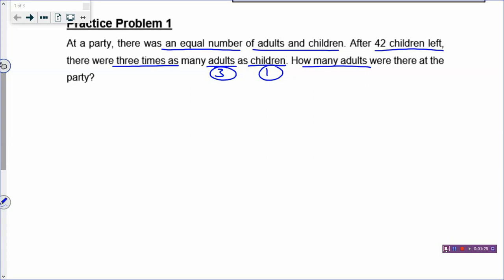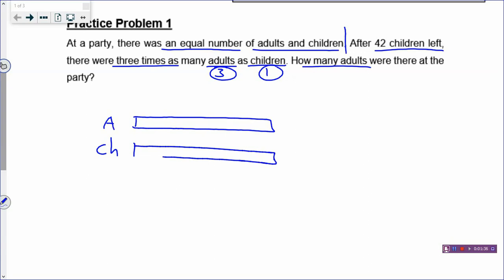So let's start with the first sentence. There were equal numbers of adults and children, so you draw a rectangle. This is the adult and this is the children. Equal number means 2 identical rectangles, and every time I show equal, there's a dotted line that I like to use to show that they are equal. When you start your drawing, make sure they start at the same point, and equal rectangles means they end at the same ending point. That's why I use the dotted lines to show you where they end.